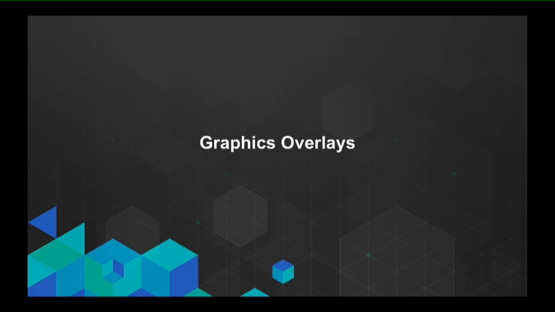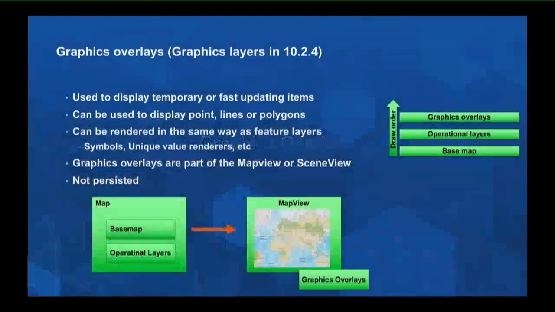Okay, so we're talking now a little bit about graphics overlays. So graphics overlays are quite useful, actually. You can use them for displaying temporary or fast-moving items. So typical use cases for these might be you want to stick a big red spot on the map to show where you are at this particular point in time. Or it may be that you're receiving a radio feed of the location of your co-workers out in the field, and you want to be able to show where those are on the map.